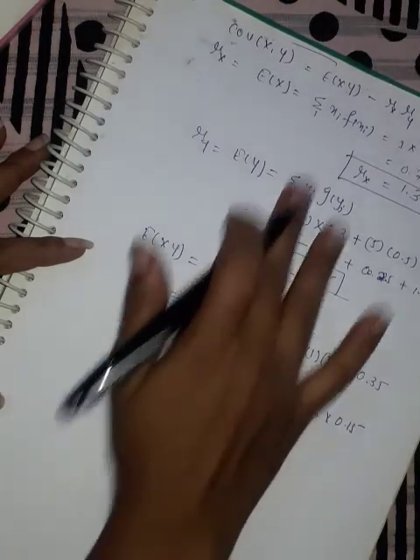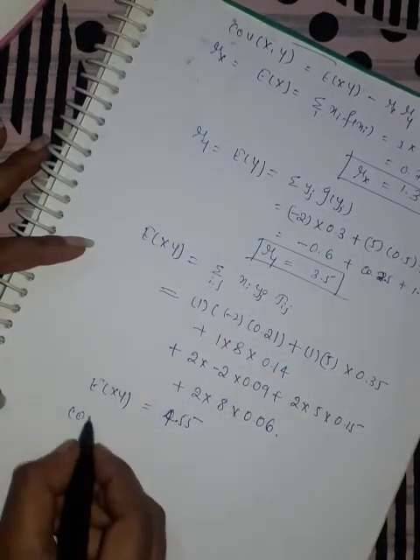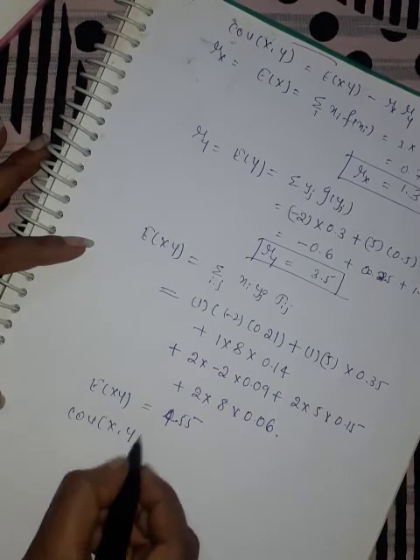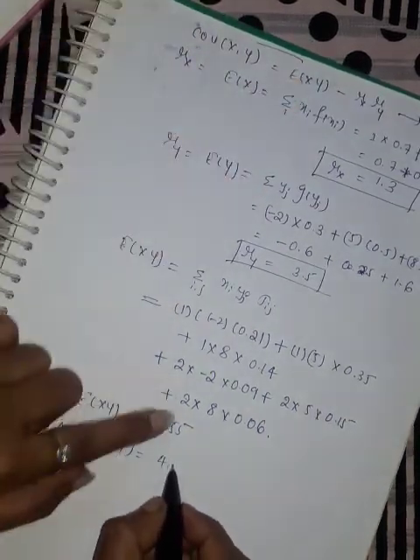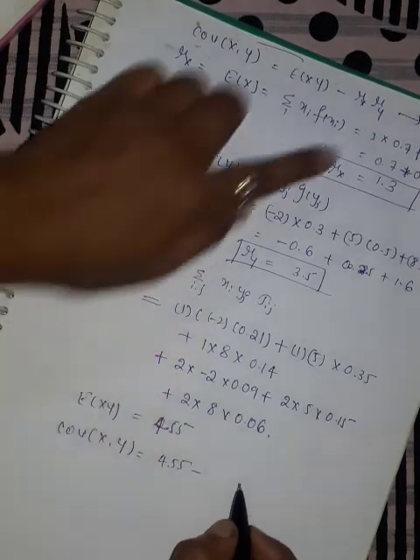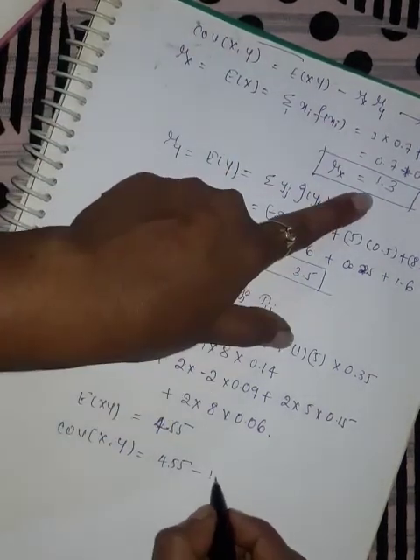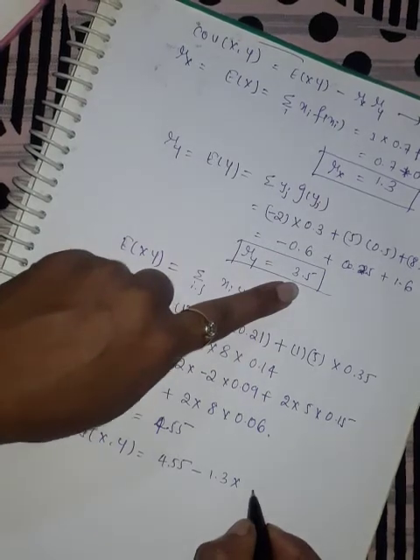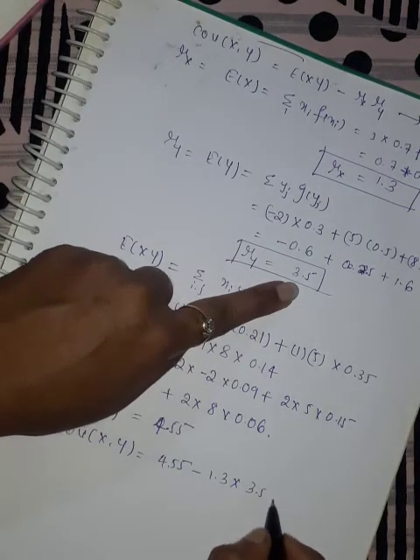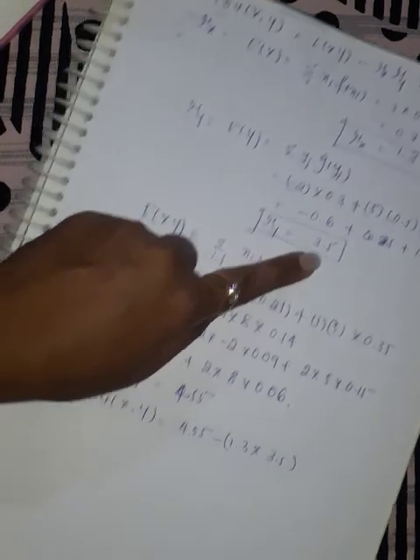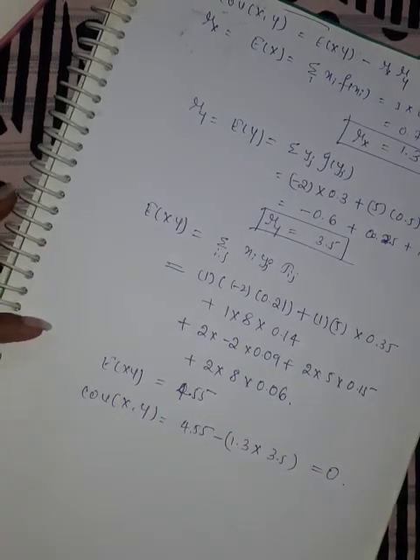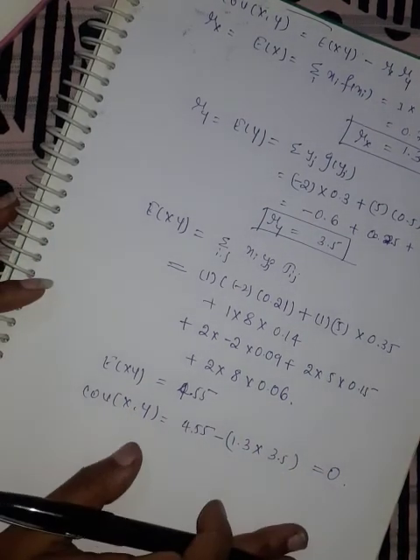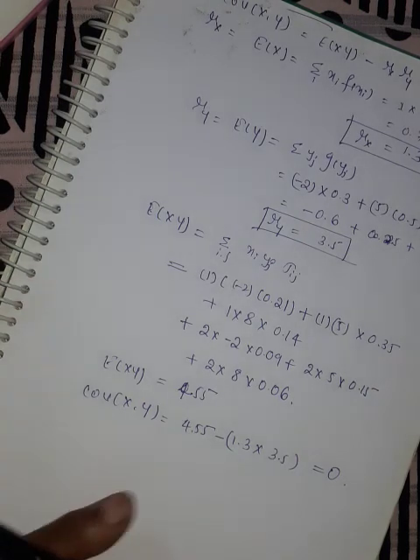Put all these values in covariance of x comma y. We get expression of xy is 4.55 minus mu x, which we got here as 1.3, into mu y, which is 3.5. If you simplify this one, you will get 0. So this is our required condition, that we had to show: covariance of x comma y is equal to 0.